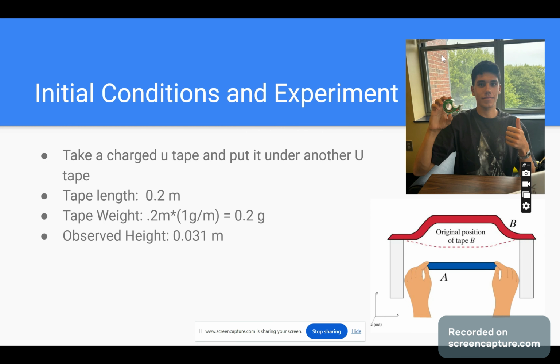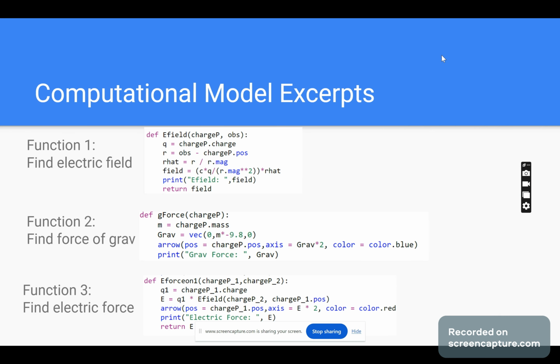So the initial conditions and the experiment. I made the charged tape and put it under another charged tape that I made, and measured the charged tape to be 0.2 meters, and then using the fact that we know 1 gram per meter, I knew that the tape's weight would be 0.2 grams. And we also observed the height between the two tapes once the top tape appeared to defy gravity to be 0.031 meters.